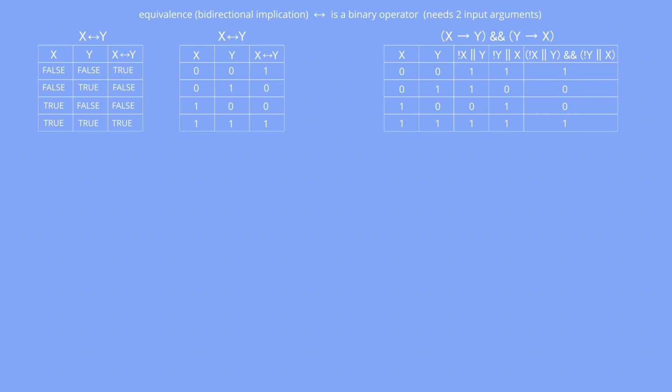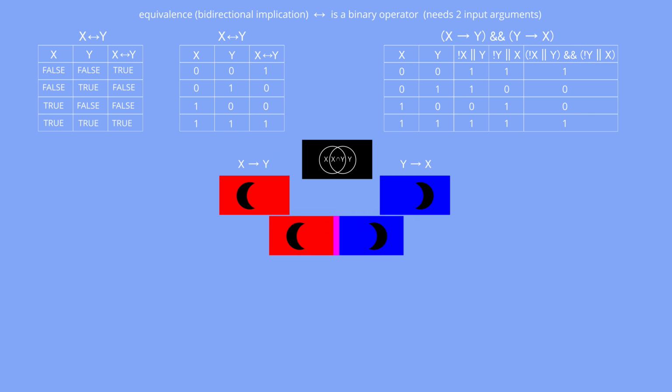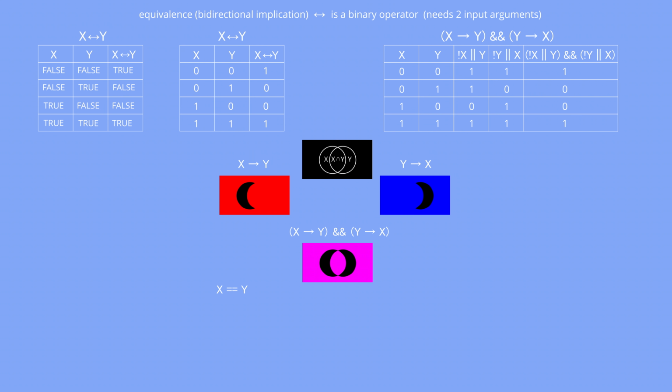Now let's see the set theory interpretation of the equivalence operator. X implies y intersected with y implies x is true. When both x and y are true, or both x and y are false, the result is true. In other words, the values of x and y must be the same. Thus, we can use the equality operator which gives us the same truth table.